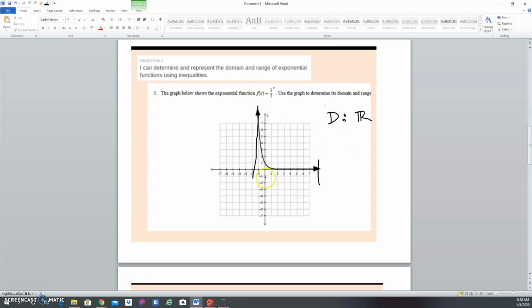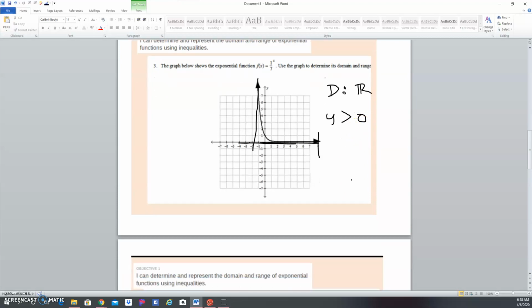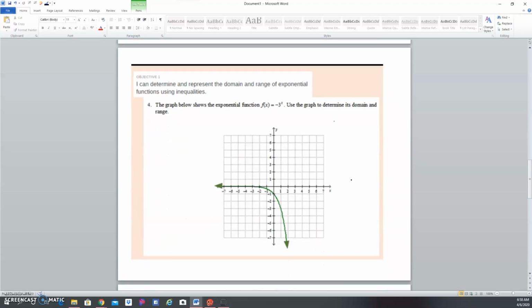The range is always starting from the asymptote. So this is your asymptote right here. It's 0. So you put y, this 0, and your graph is found above that mark. See? Above that mark. So that is greater than 0. Cannot be equal because the graph will never touch your asymptote. So let us now go to problem number 4.